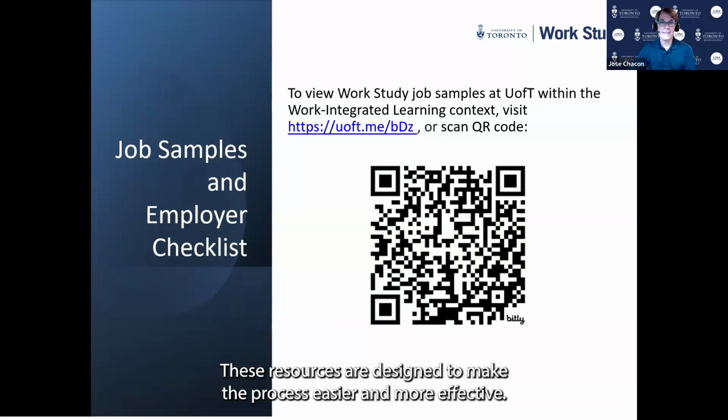These resources are designed to make the process easier and more effective.